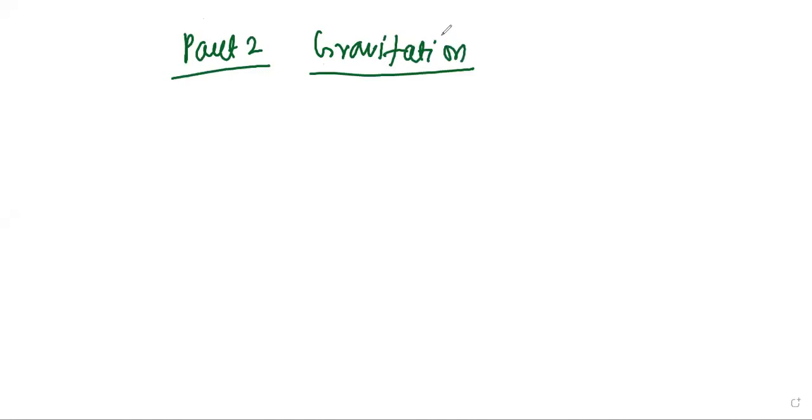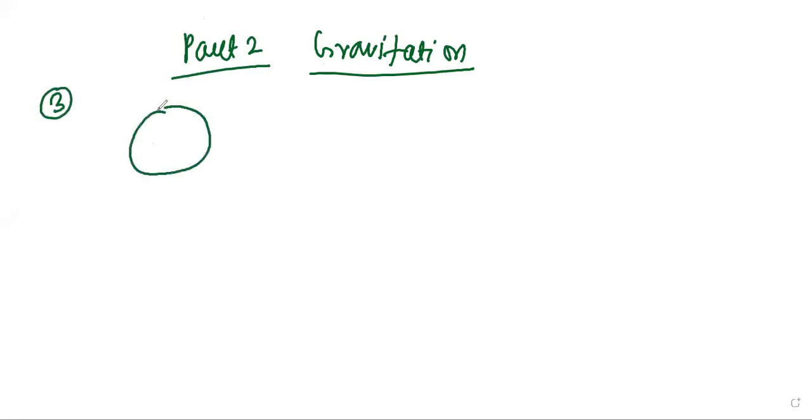Now see part 2 of gravitation. Right. So the next question is the third one. A body weighs 72 Newton on the surface of Earth.